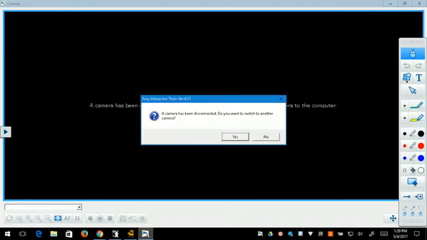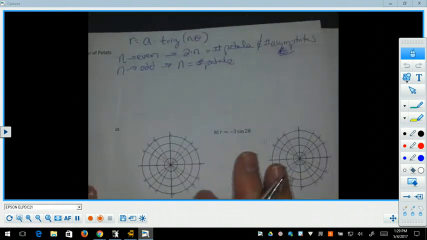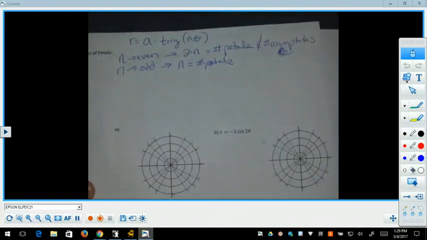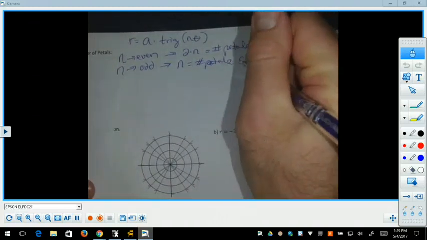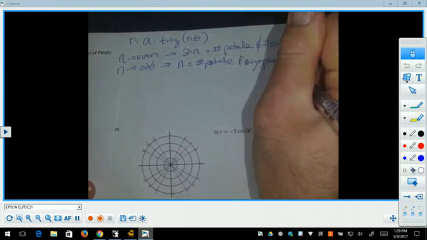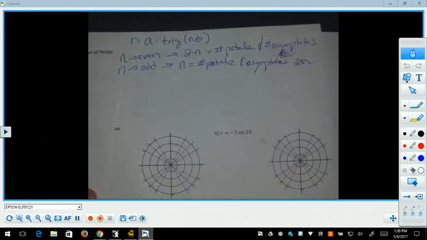If n is odd, then n is the number of petals. Hold on. There we go. Then it is the number of petals. But the asymptotes are going to be 2 times whatever n is.